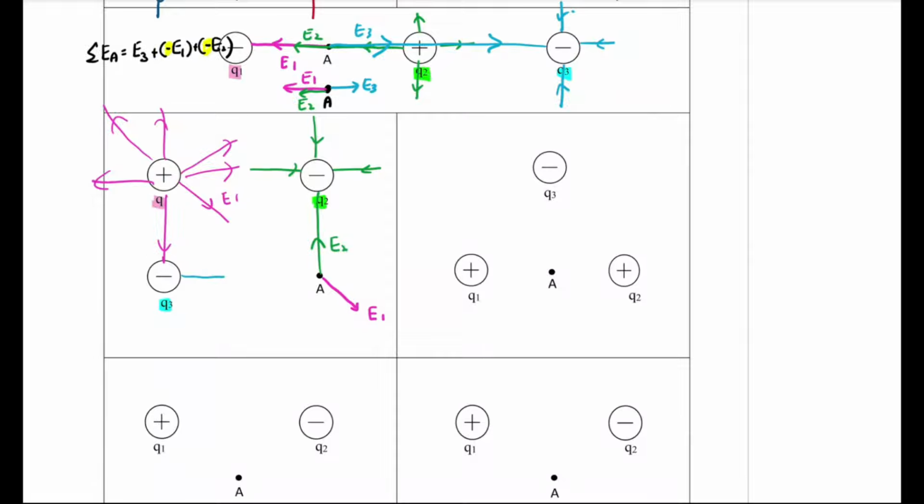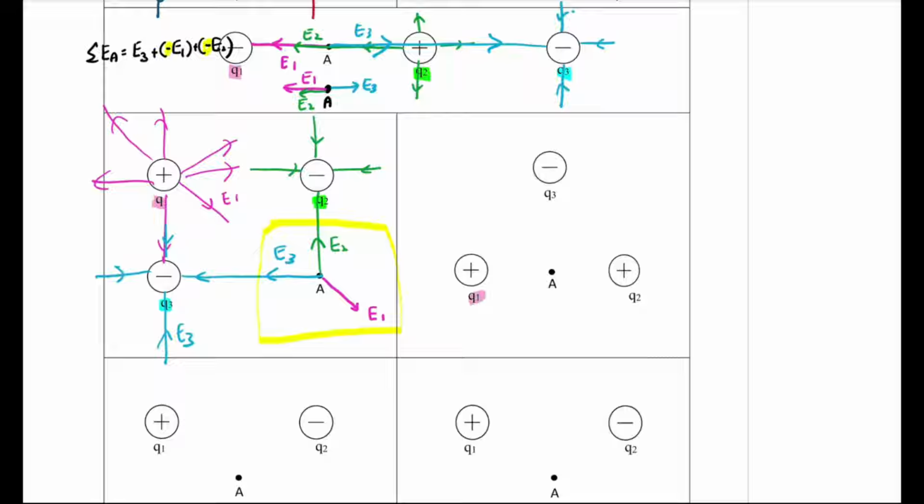And the last one, E3, sama juga, positive. Dia masuk ke dalam. So, you tarik daripada sini. So, E3. Sama. Okay. So, means that this is direction at point A. Direction of all electric fields at point A. Alright, next. Let's try.